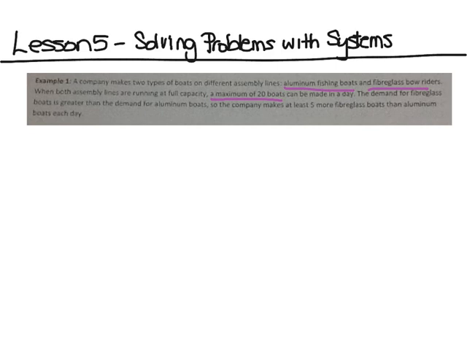The demand for fiberglass boats is greater than the demand for aluminum boats. So the company makes at least 5 more fiberglass boats than aluminum boats each day. So we have to make our system. First, let A equal aluminum and F equal fiberglass.